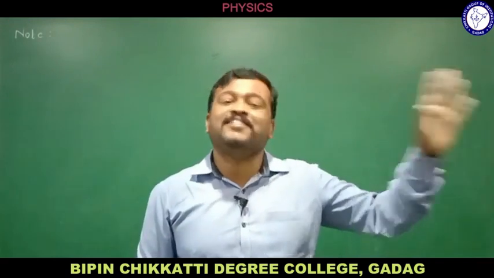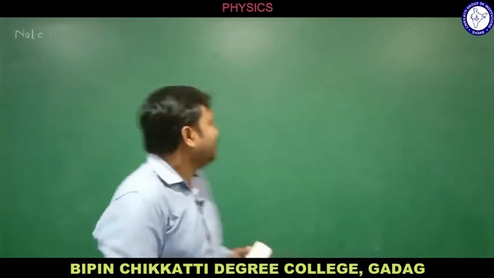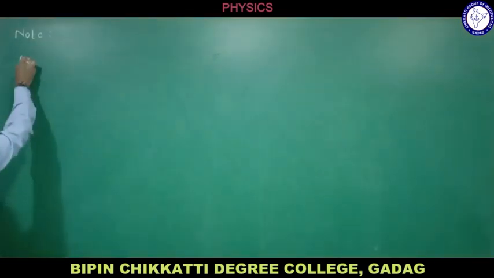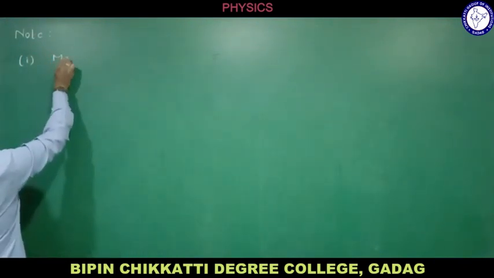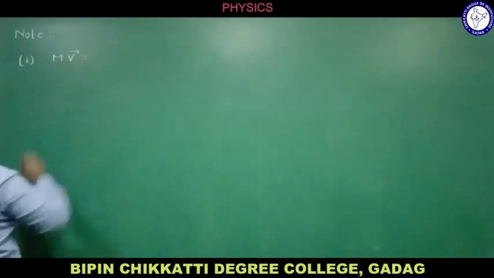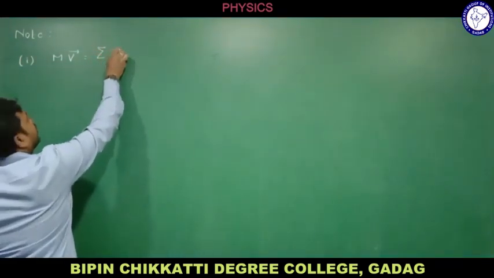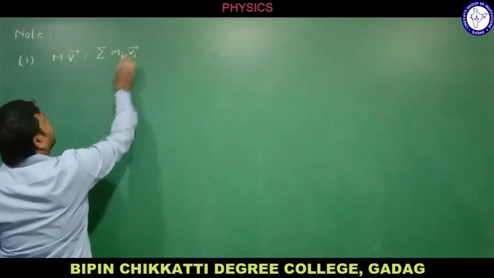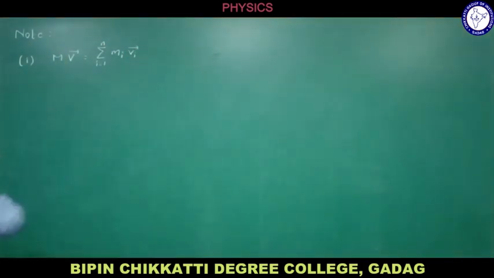If no external force acts on the system, what will be the velocity as well as acceleration? Let us check it out, right? Now let me first write about the velocity. We have already derived the expression for velocity, M v vector. This can be written as the summation of mi vi vector, where i starts from 1 to n. So this is the expression we got here.